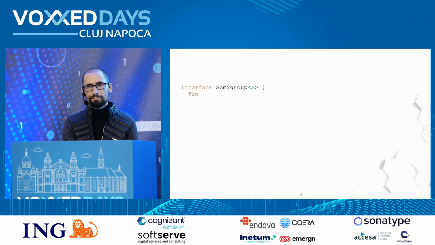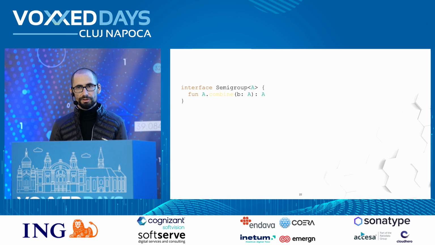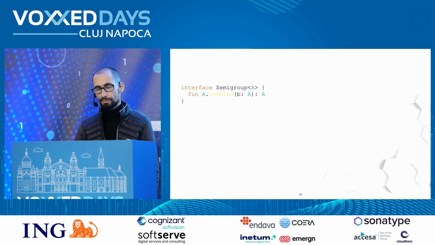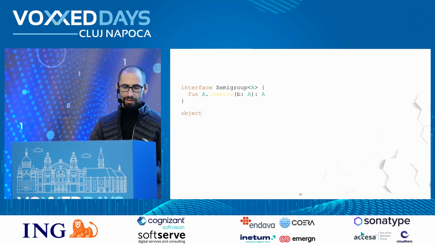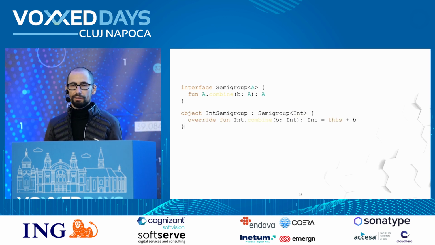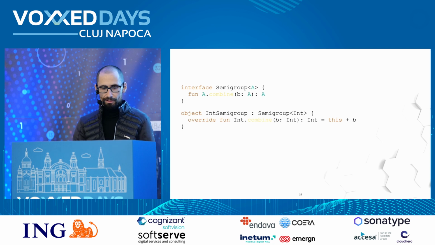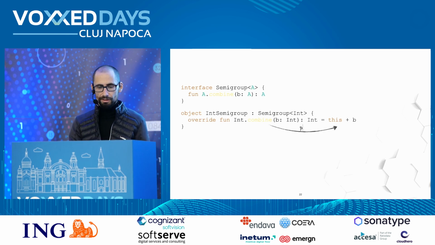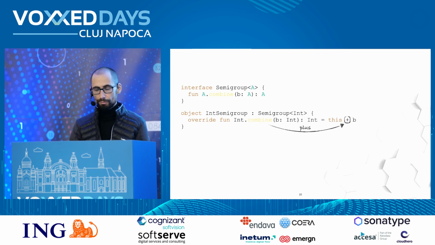If we were to define something like this in Kotlin, it would be something simple, like an interface that has one function that combines two elements of the same type and produces another element of the same type. For our int, if we were to create an actual implementation of a semigroup for an int, it's going to look like this, where the combine is basically the plus operator.